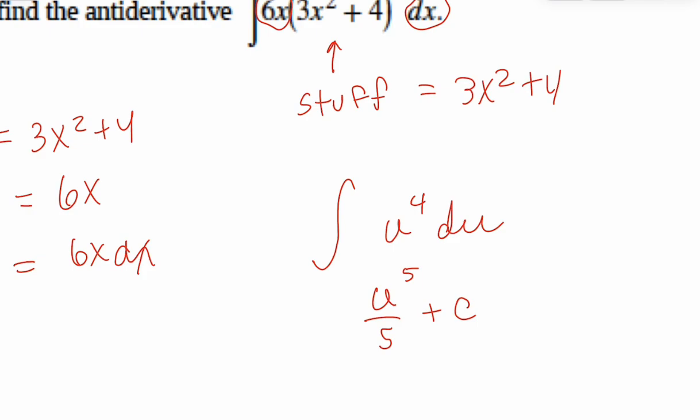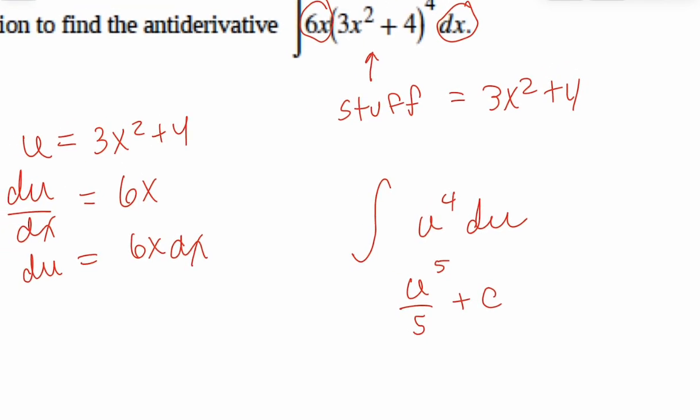Now the last step is to put the u's back in. Or I'm sorry, put what u is equal to back in terms of x. So remember what we know. U is equal to 3x squared plus 4. So that's going to go right here. So we're going to have 3x squared plus 4 to the fifth power over 5 plus c is our final answer. So we use our u substitution to create an easier problem that we're going to integrate, and then we stick the original x's back in. That's it. That's u substitution.